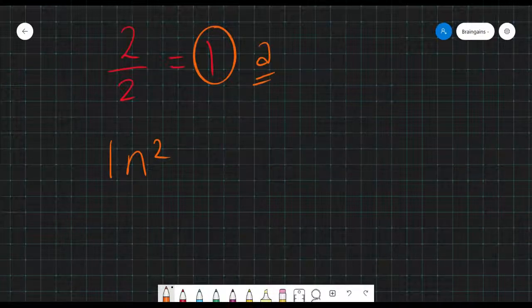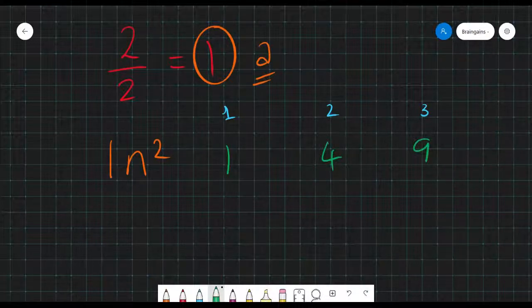Now, what we have to do is find the terms of the sequence 1n squared and compare that to our original sequence. The first term, second term, third term, 3 terms should be enough. So let's find the first term of the sequence 1n squared. The first term is substituting 1 for n, so we would get 1. Our second term is substituting 2 for n, so it's 4. And our third term will be 9.